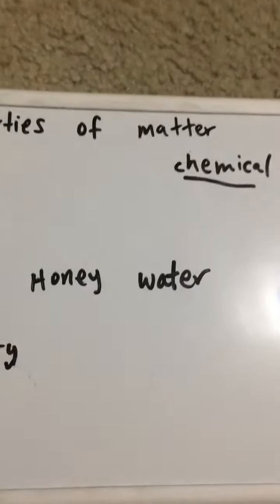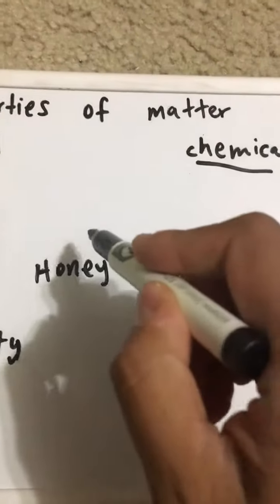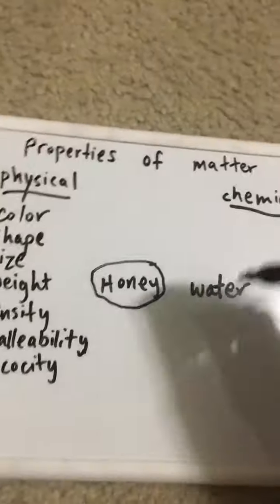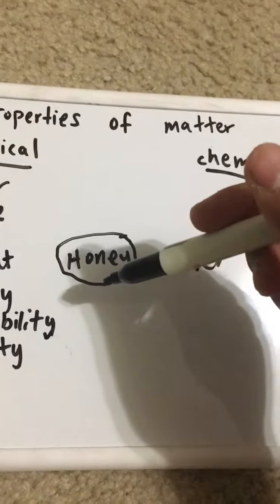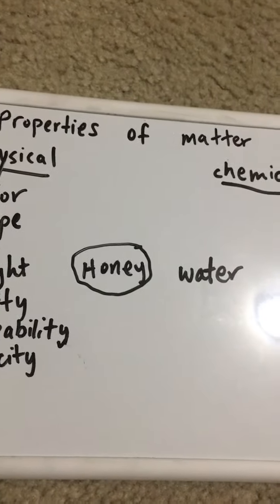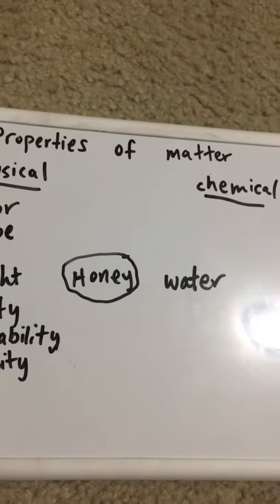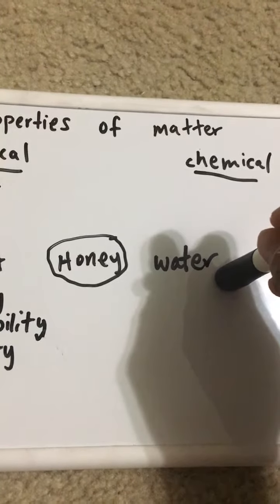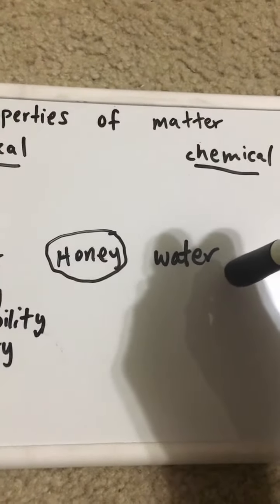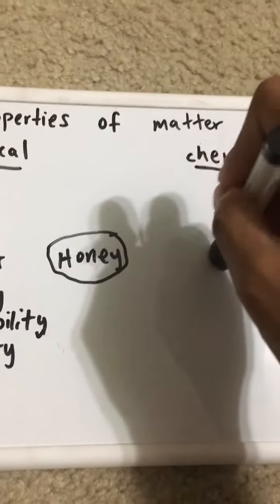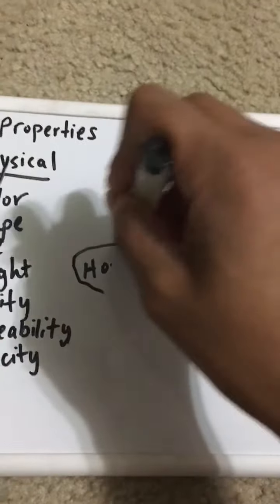Okay, hopefully you've made a guess. I'll tell you that the answer is honey. Honey is more viscous than water. Why? Because honey is thicker. It's harder for the liquid to flow easily. That's the meaning of being viscous. The more viscous, the thicker the liquid is. And that means the liquid will have a harder time to flow.